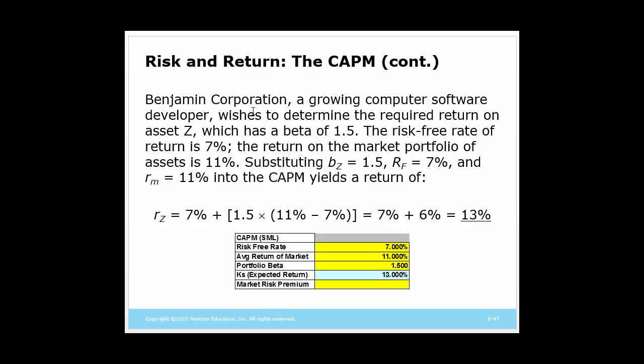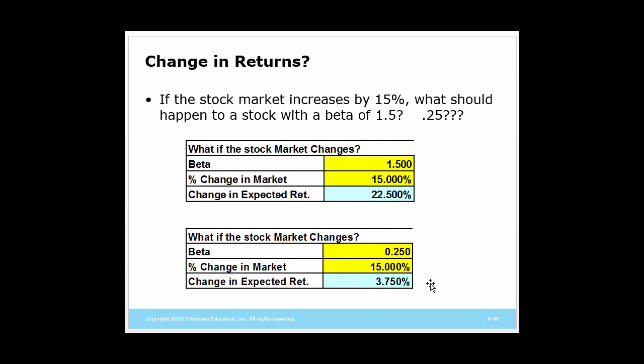So here we have this Benjamin company. The beta is 1.5. They're saying that the risk-free rate is 7 and that the return on the market portfolio is 11. So here's where I plug that in. And again, this particular stock should have a return of around 13%.